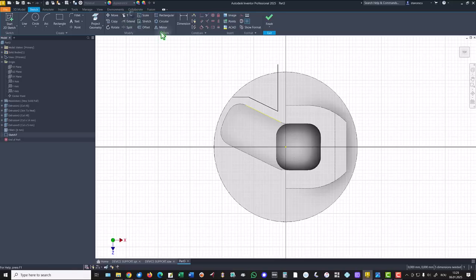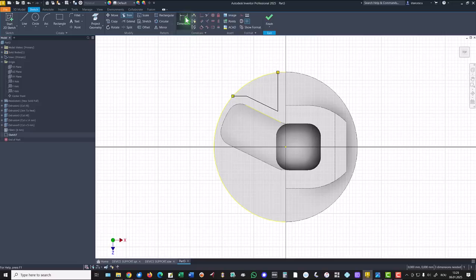Trim. Oh, let me project this. This means that this is not on the circle. We trim both lines.